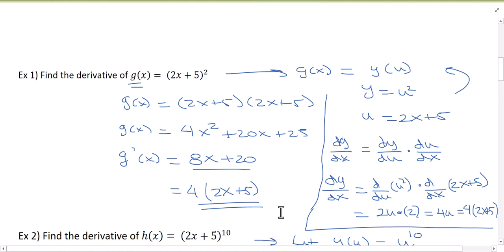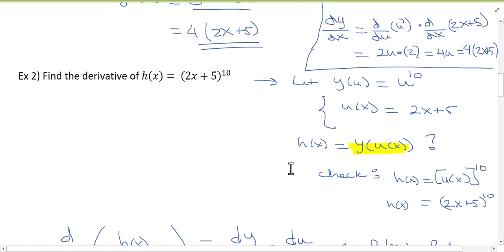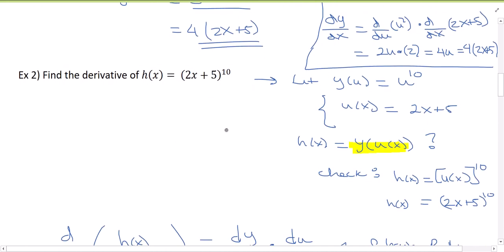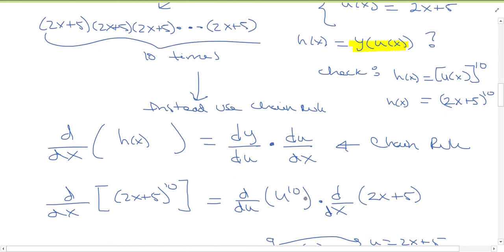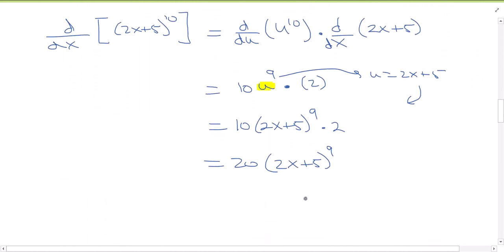The chain rule is just allowing me to essentially have a shortcut. Instead of having to multiply this out, because this will be 2x plus 5 times 2x plus 5 times 2x plus 5, 10 times, I don't have to do that. Instead, I can use the chain rule, which is really nice. So that then we don't have to do that crazy multiplication. And so that is what the chain rule does. So it allows us to take the derivative of compositions of functions.